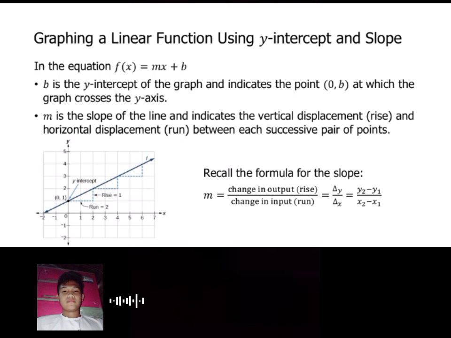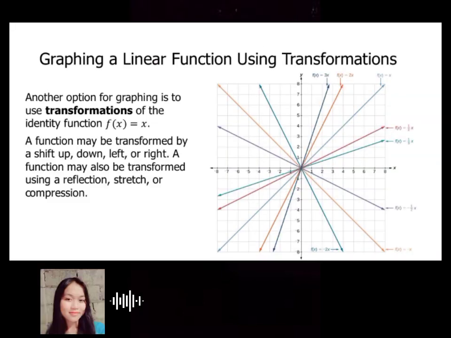Recall the formula for the slope. m, change in output or rise over change in input or run, equals y sub 2 minus y sub 1 over x sub 2 minus x sub 1. And this time, we will be talking about graphing a linear function using y-intercept and slope.